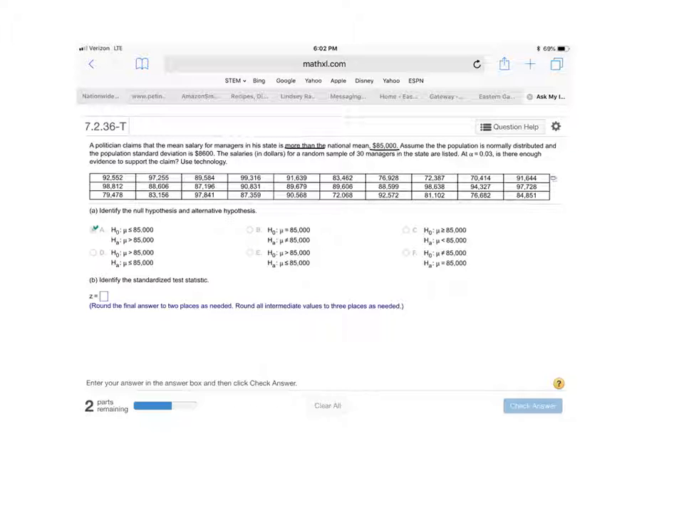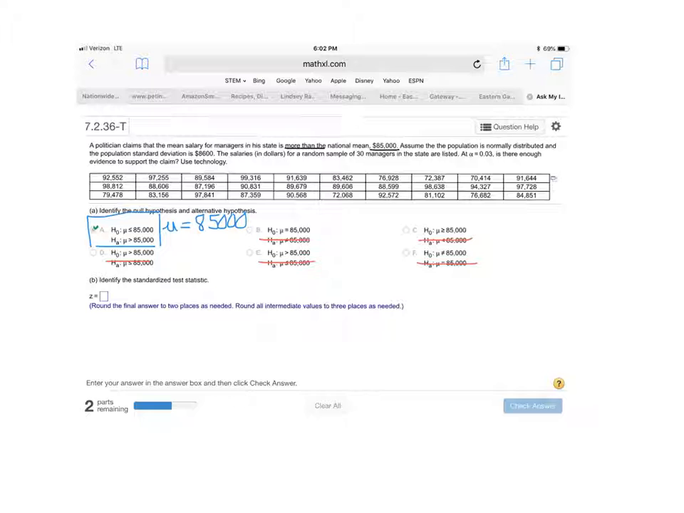So we can rule out any of these options that do not have a mu is greater than $85,000 in our alternative hypothesis, which obviously leaves us with only one option. The complement of being more than $85,000 is less than or equal to $85,000. Now, just a note, it would be acceptable in the null to say that mu is equal to $85,000, but the alternative must say that mu is greater than $85,000.